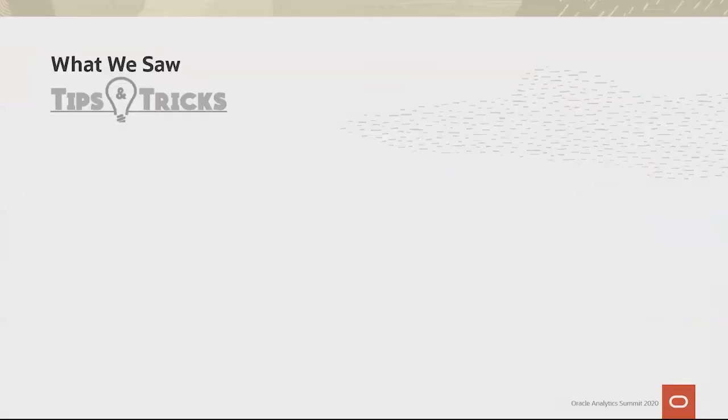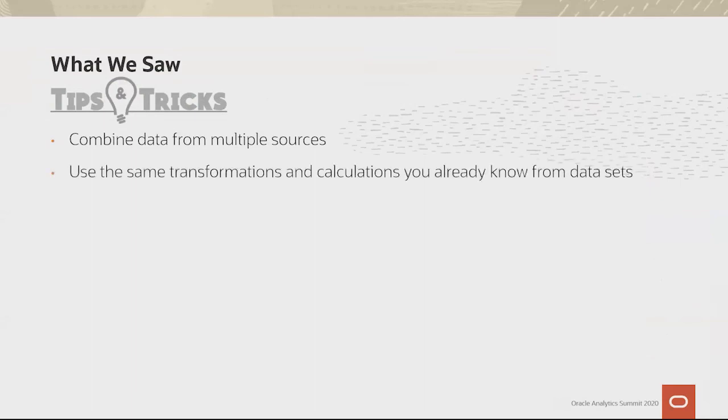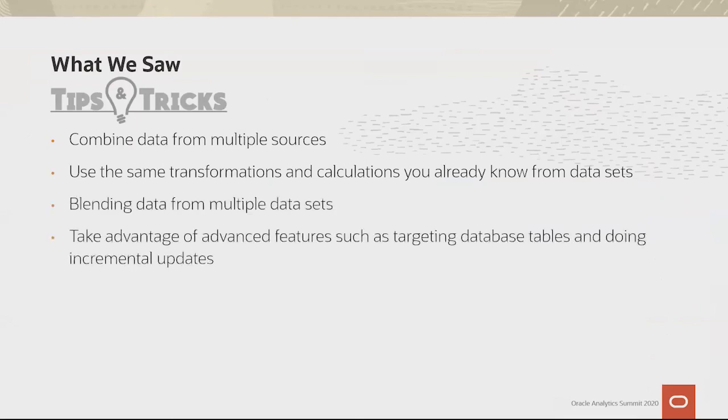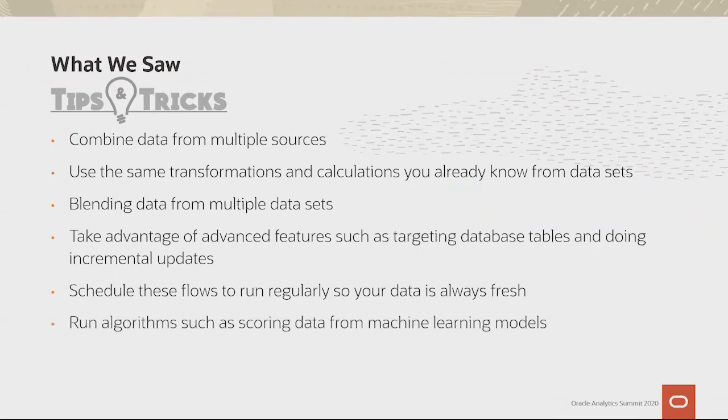Okay, let's quickly cover what we saw there. We combined data from multiple data sources. We used many of the same transformations and calculations you can use in data set preparation. We also took advantage of advanced features such as targeting a database table for the output. We saw that there's a way to do incremental updates. We scheduled those things so they could run on a regular basis. And I didn't show this, but I want to highlight that you'd use the same kind of process to do more advanced features, such as scoring with a machine learning model. Philippe has some great sessions on that, so I recommend looking at those.